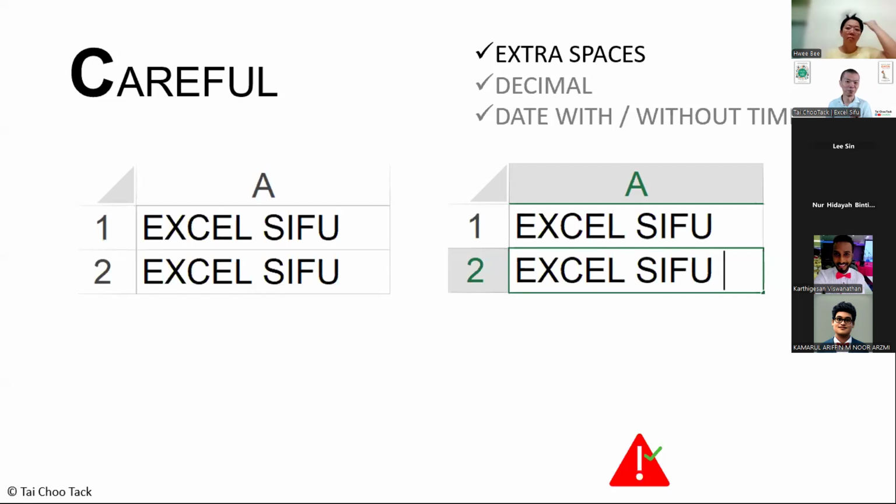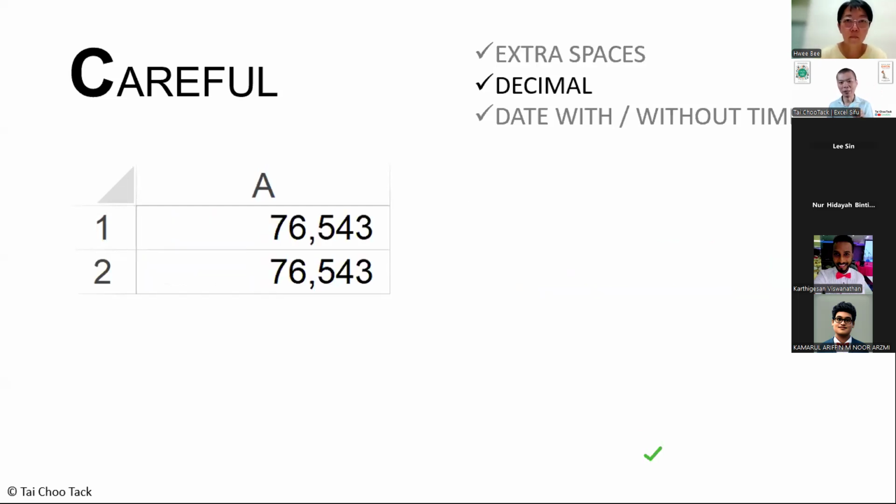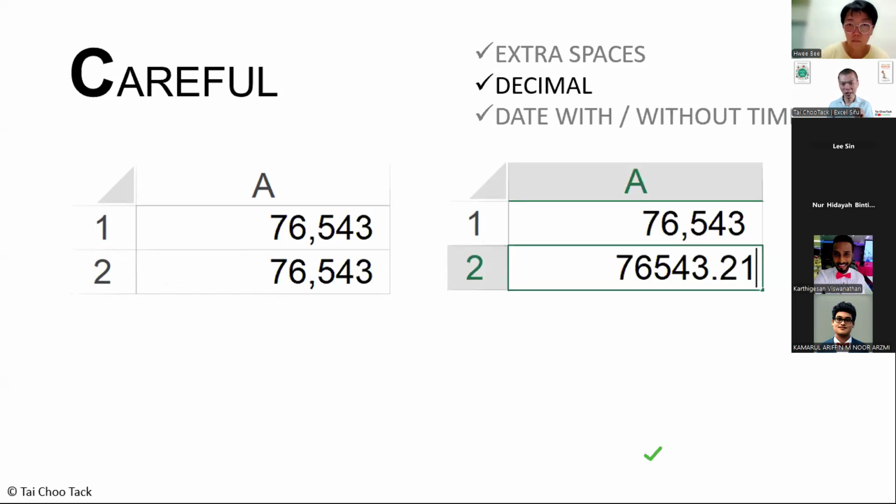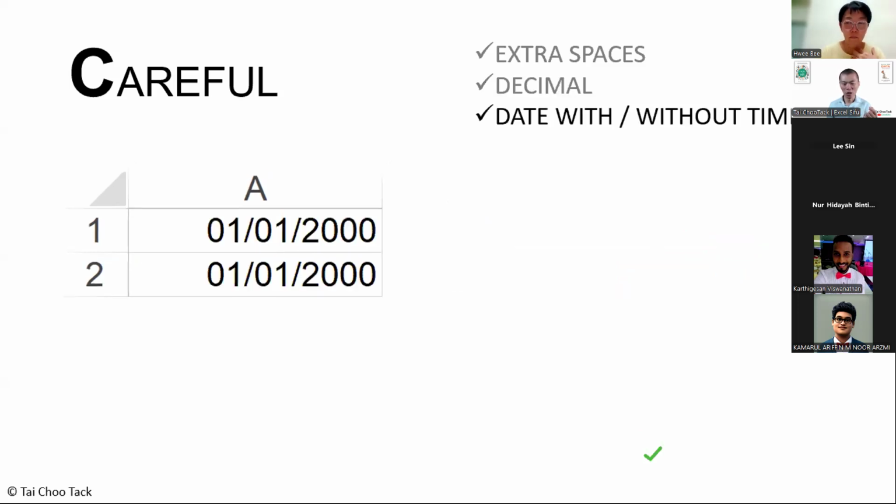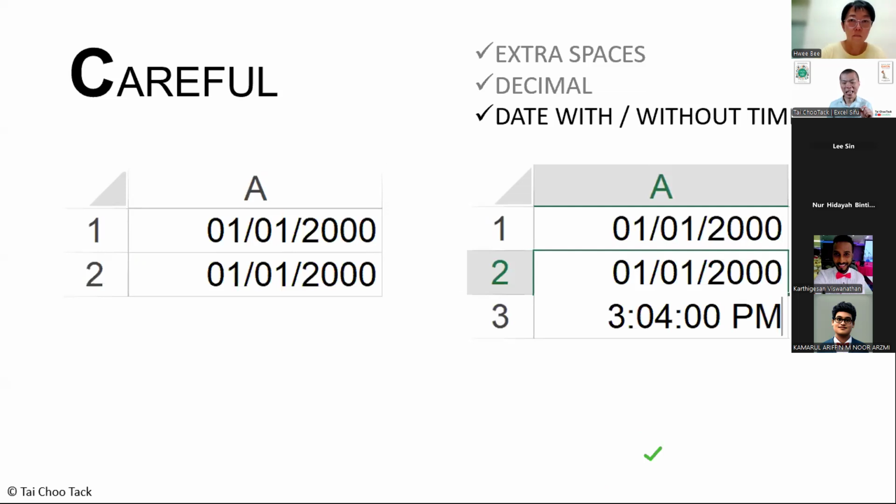Very, very common. The next one is because of the formatting, it doesn't show a decimal. Excel, by default, takes the decimal into calculation and also in sorting as well. So need to be careful about this kind. And the last one is about date and time. Also, because of the formatting, it will show things a bit differently.